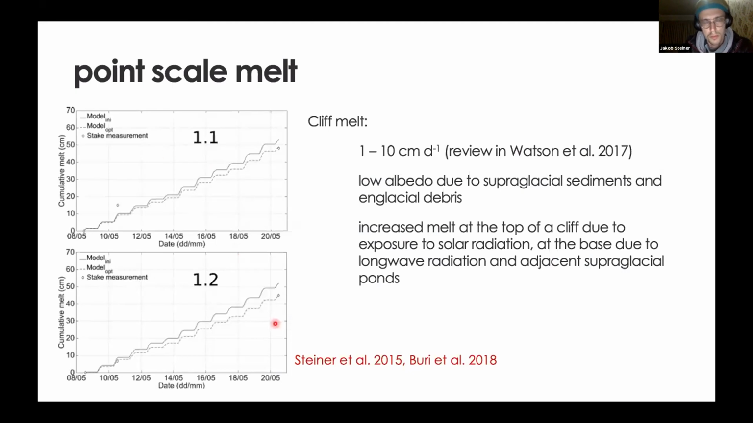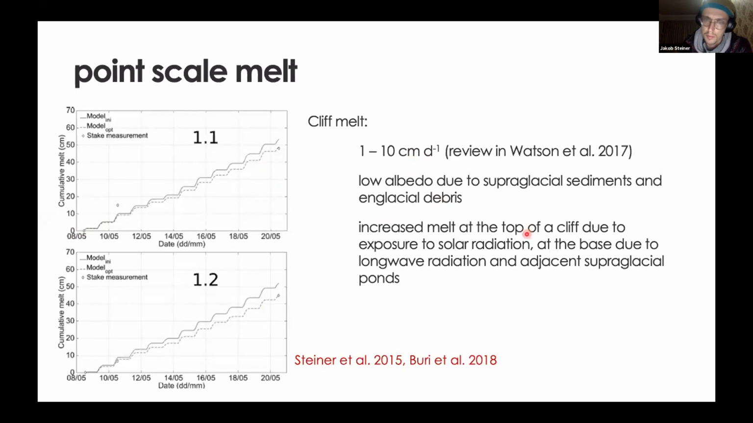So here you see two plots from point scale studies that we did some years back, and the diamonds that you see here are the stake measurements, and the lines in between are two versions of the energy balance model. And you can see over 2 weeks we have half a meter of ice lost at a specific stake, and that's at another location. But the variability is quite large. So this is from a review that Scott Watson did from different studies. They lose mass between 1 and 10 centimeters a day, perpendicular to the ice cliff. That's quite a lot. And that is due, as I said, to the low albedo as well.